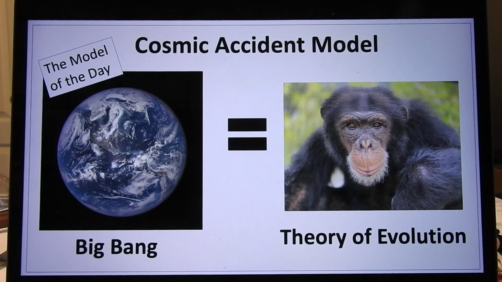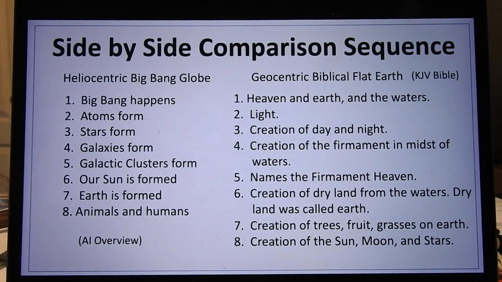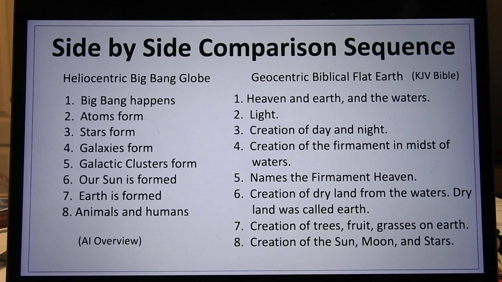Trust but verify. The cosmic accident model, the Big Bang Theory, is the globe. By its sequence, it is tied to the theory of evolution at the hip. And we can do a side-by-side comparison, and we can get an AI overview just by asking the order in the heliocentric model on creation, or the Big Bang Theory for the globe model. And then look in Genesis chapter 1 for the biblical flat earth model. And then we can lay out the sequence of events.